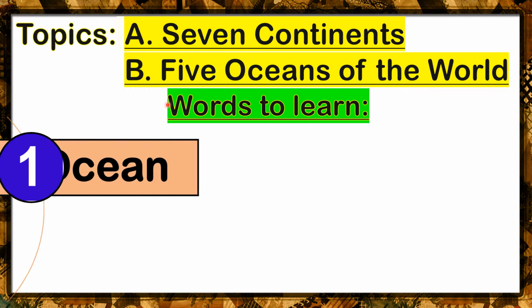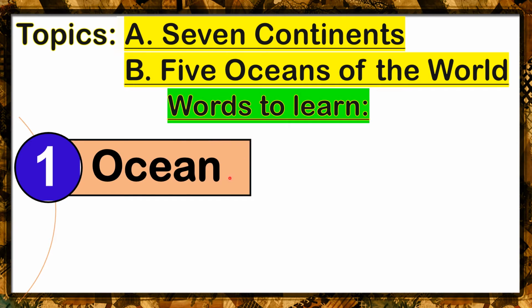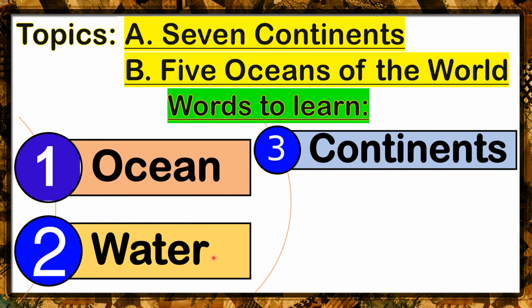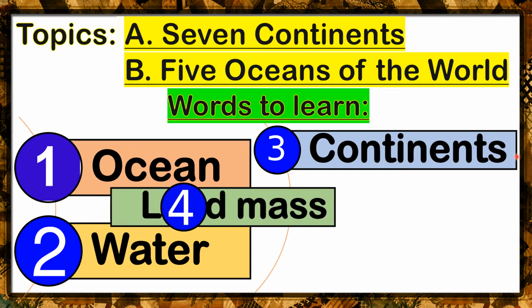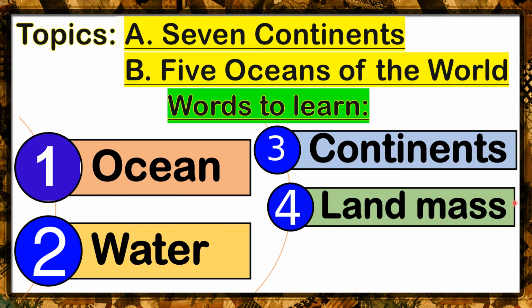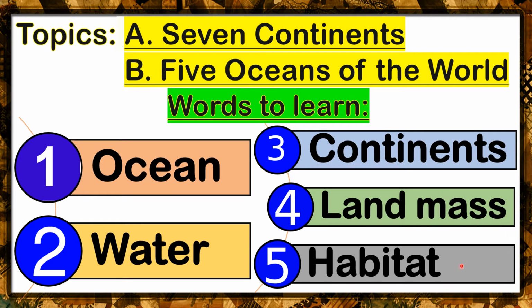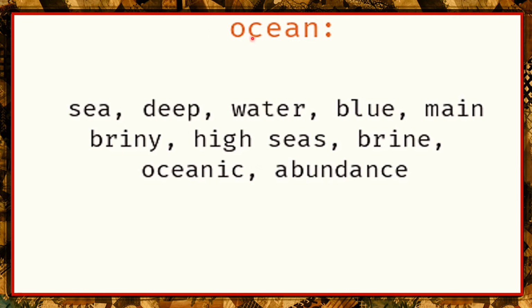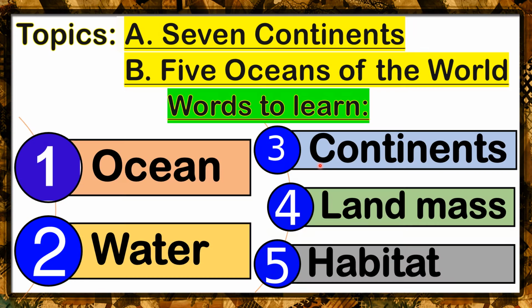Let's start reading. Number 1, ocean. Number 2, water. Number 3, continents. Number 4, landmass. And number 5, habitat. Now let's read the meaning of these 5 words one by one. Ocean means sea, deep, water, blue, main, briny, high seas, brine, oceanic, and abundance.